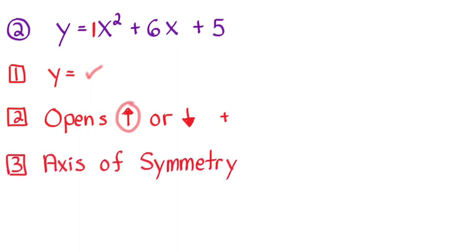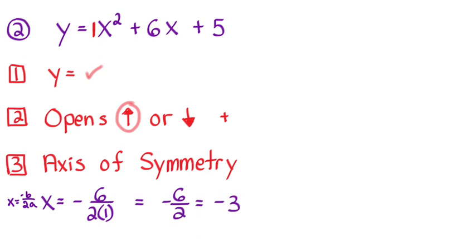What's our axis of symmetry? Well, we use our axis of symmetry equation, which is x equals negative b over 2a. And I plug in, I have negative 6 over 2 times 1, which is going to get us to negative 3.